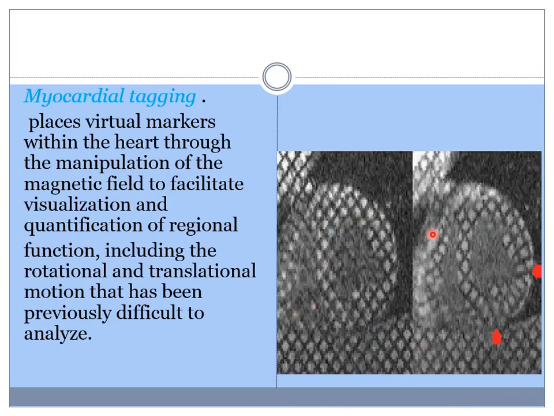Myocardial tagging places virtual markers within the heart through manipulation of the magnetic field to facilitate visualization and quantification of regional function, including rotational and translational motion that has been previously difficult to analyze. That way we can see if there is deformation during the different phases of the cardiac cycle.